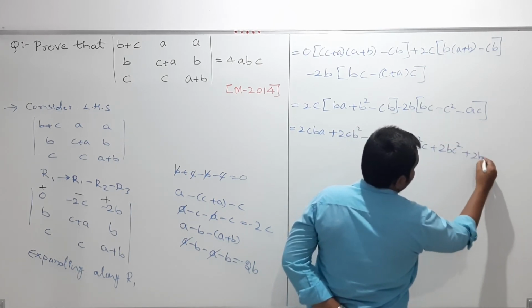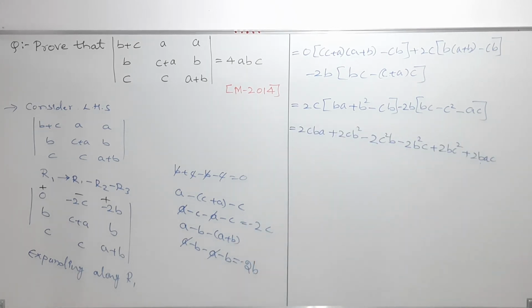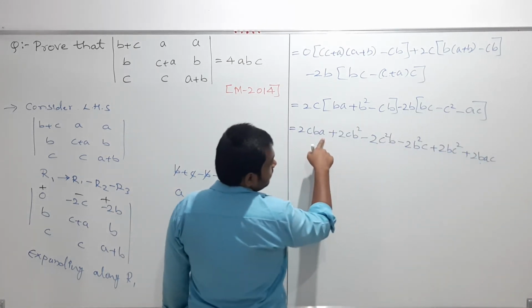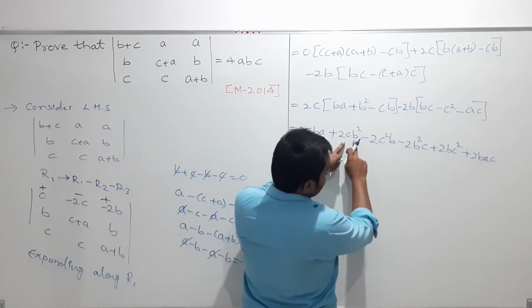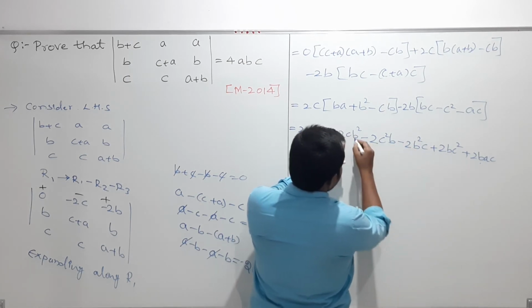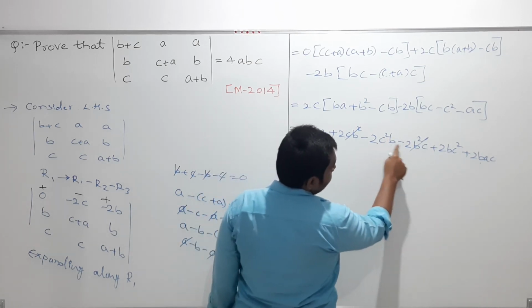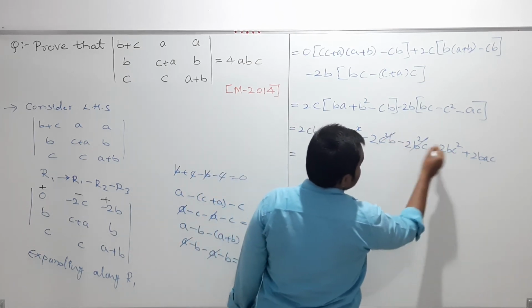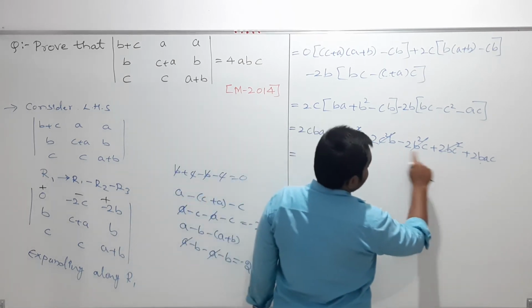2BAC. Just I'll check whether it's visible to you or not. Yes, I hope it's visible to you. Now further, my dear students, if you simplify 2CBA, here it is 2CB square plus 2CB square, this cancels. Next minus 2C square B plus 2C square B, this also cancels, and remaining is 2CBA and here it is 2CBA.